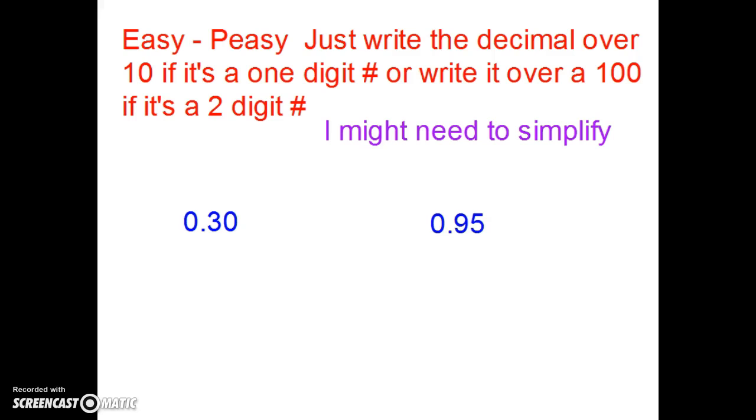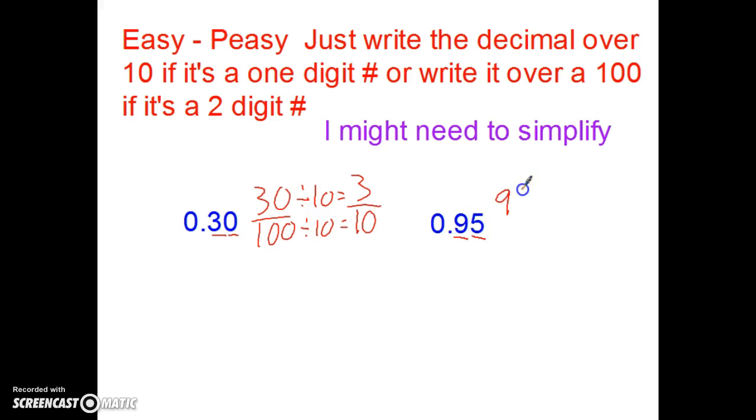And a couple more. Tenths, hundredths. 0.30 is 30/100ths. They both end with zeros, so I can divide by 10. 30 divided by 10 is 3. 100 divided by 10 is 10. They're not even. Can't divide by 3. That's my final answer, 3/10.